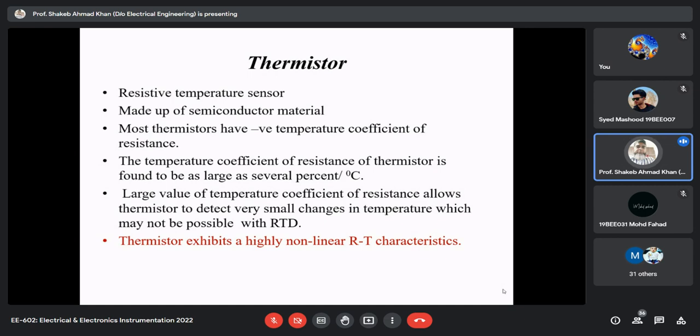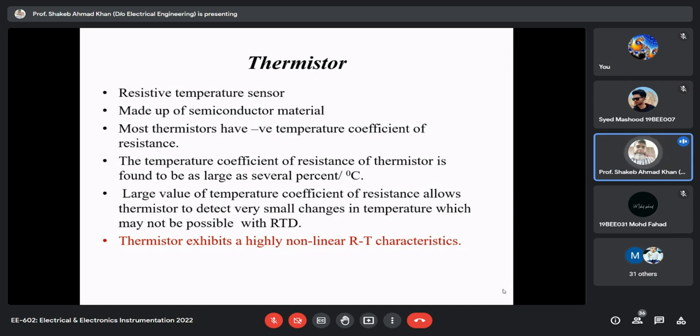Because the same thing is about the RTD also. We have studied just now. We finished that topic. So how is this thermistor different from the RTD? So here we are using the semiconductor. Correct. This is the main difference.